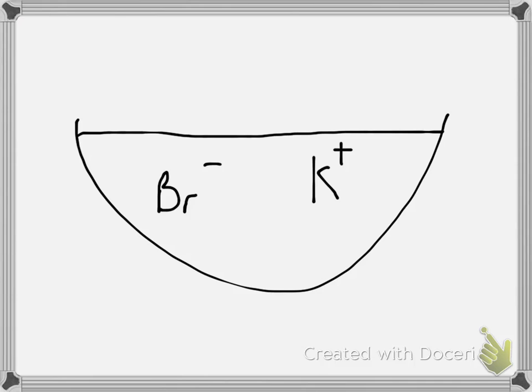Please remember how we work out its K+ and Br-. K is in group 1, 1+, bromine is in group 7, 1-. Now at the moment these are just floating around. The substance hasn't been separated at all, because as soon as we let the substance solidify, it's just going to go back to being KBr again.